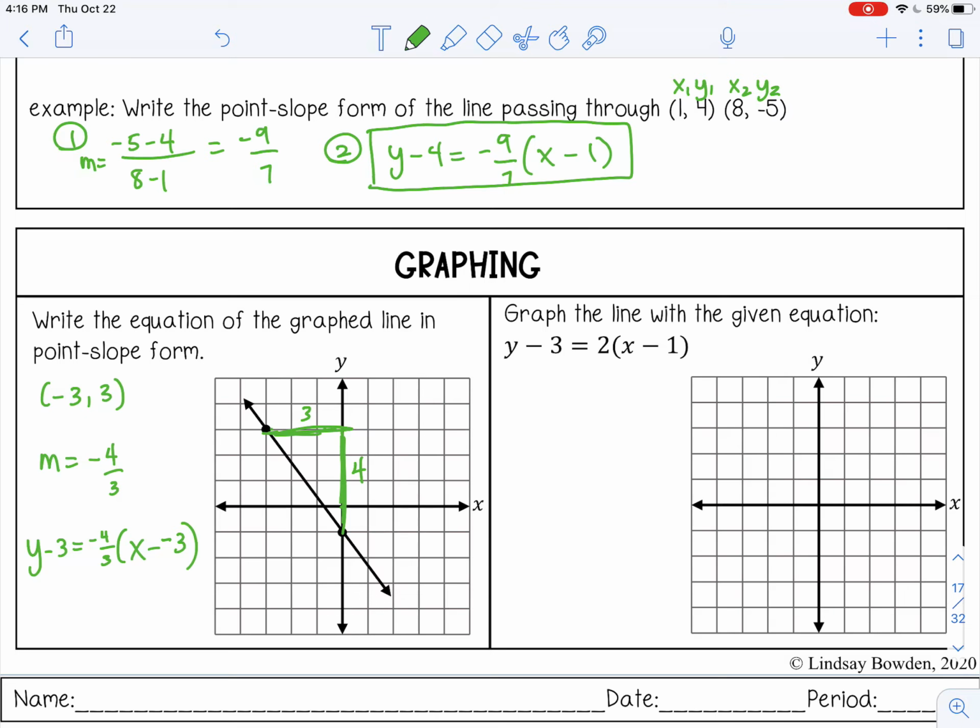So when we have a minus and negative, that actually changes to plus. So I'm going to rewrite it. X plus 3. That is my final answer.